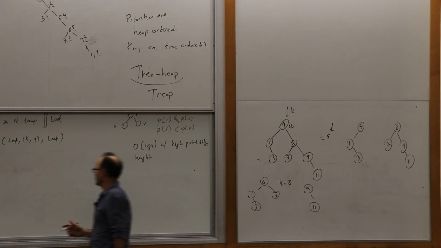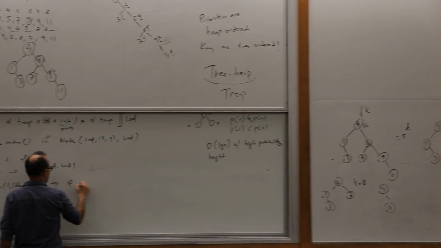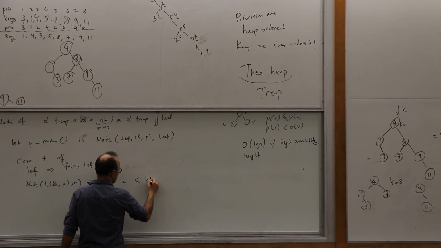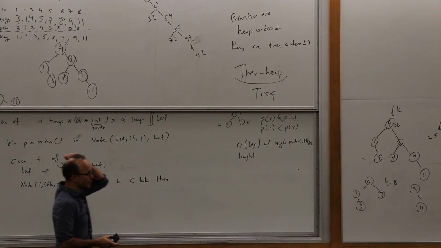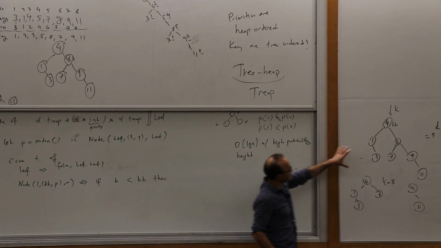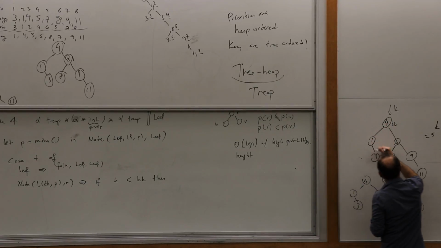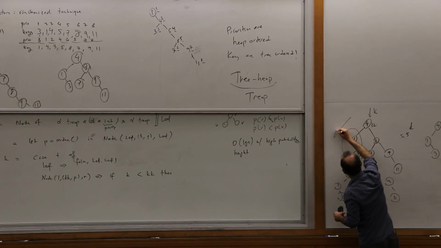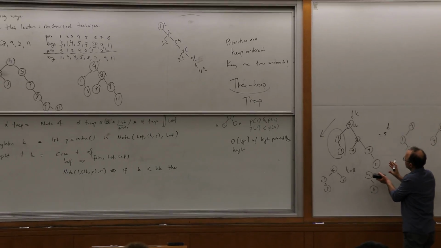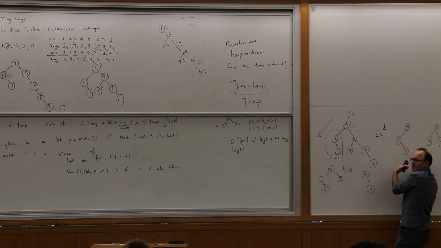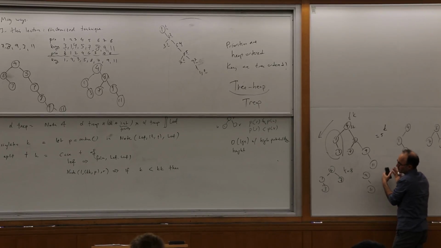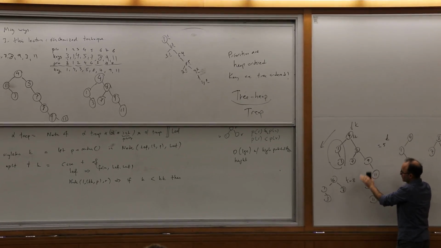So we have to compare. So let's do our comparison. If K is less than KK, then we're in this region here. What we know is that whatever is in here is going to be greater than KK and it's going to be on the right-hand side. So we don't have to worry about that.